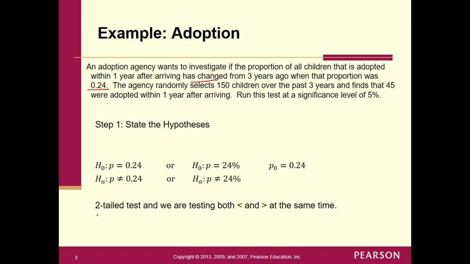Clearly we're running a two-tailed test here, right? We know that we're running a two-tailed test because we have a not equal to sign. And we are testing what? Both less than and greater than at exactly the same time. What's that going to affect when we calculate our probability value, the p-value later on?